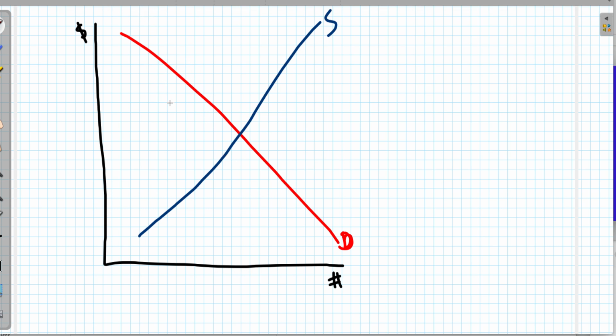We've talked a little bit already about how if the price is set too high, we have a surplus because too many people want to sell it, not enough people want to buy it. If the price is really low, we have a shortage, lots of people want to buy it, and not enough people want to sell it. So we wind up at this equilibrium. Here's our equilibrium price. Here's our equilibrium quantity.